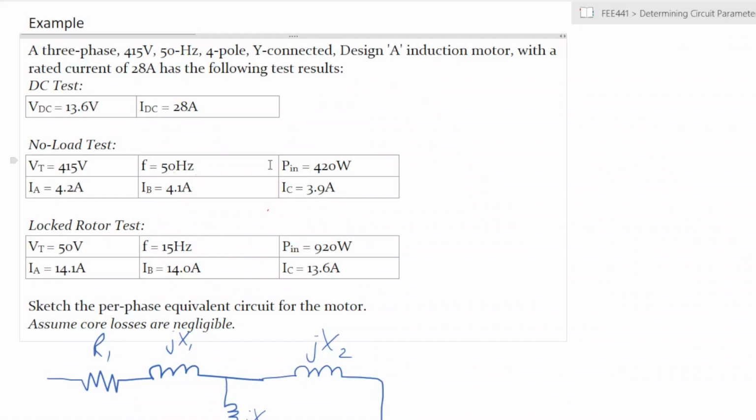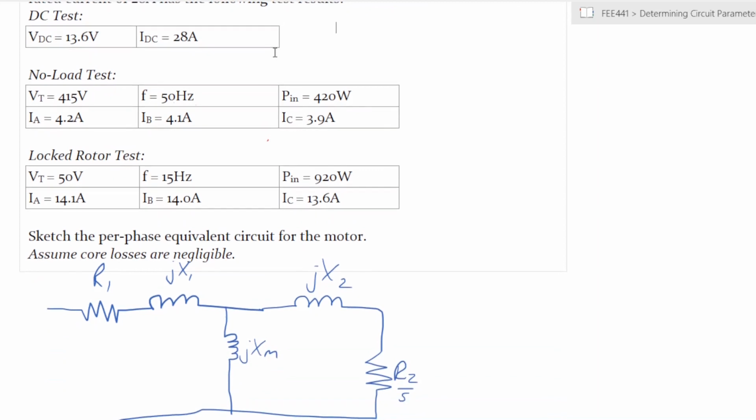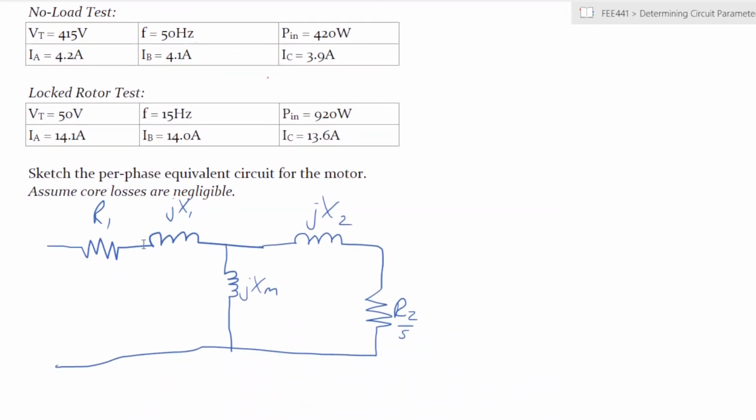So we have a three-phase machine that has those characteristics, and we are being shown that it is a design A induction motor, which we have just seen the importance of. It has various rated currents, rated characteristics that are shown there. And DC, no load and locked rotor tests are carried out across the machine, and they give those values that are given there. So we are asked to sketch the per phase equivalent circuit for the motor, which I have sketched there.